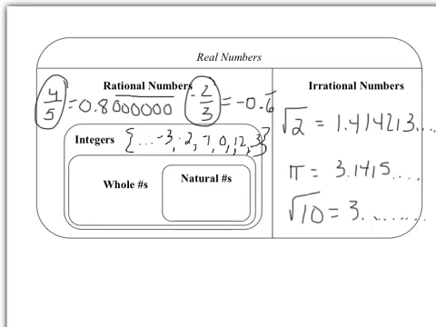Well, what are whole numbers? Whole numbers are simply 0, 1, 2, 3, so starting at 0. And then finally, we have natural numbers, which are similar to whole numbers, but we start with the number 1. Those are our counting numbers there.